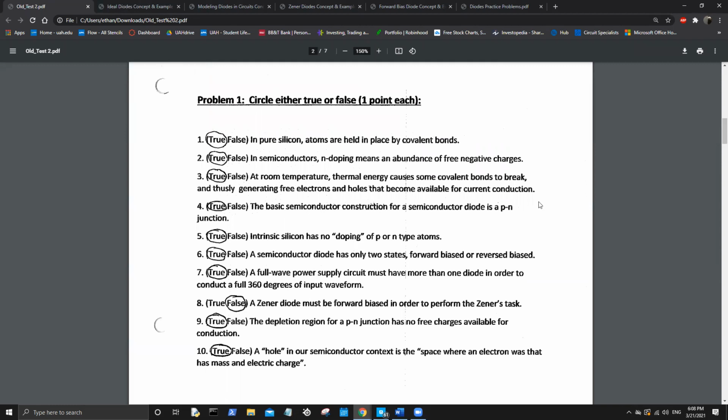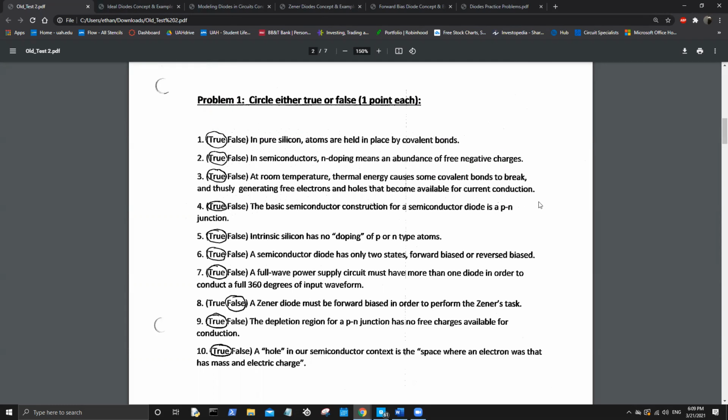All right, Problem 1. True, false: in pure silicon, atoms are held in place by covalent bonds. That's true. It has to be covalent since they're all of the same element. It can't be ionic since they're all the same element. Almost all pure elemental systems are held together by covalent bonds, except for some slimy ones like chlorine and fluorine.